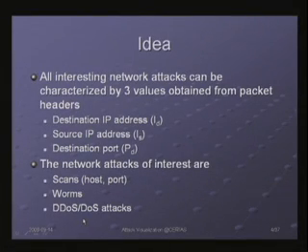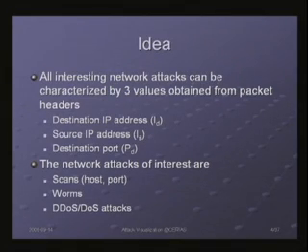So, how do we visualize attacks? We talk about DDoSes and worms and scans, but it's not straightforward to imagine the attacks going on, represented in visual forms. So how do we do that? Basically, the idea starts from this observation. The most interesting attacks that we talk about can be classified in a single framework if we use these three values: destination IP addresses, source IP addresses, and destination ports.